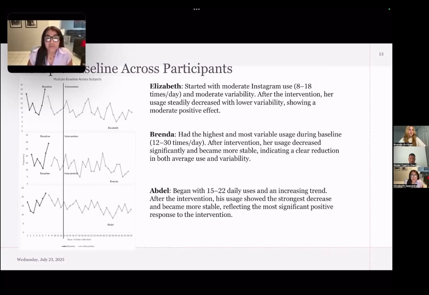On the other hand, we have Brenda. She had the highest and most variable usage during baseline, logging in about 12 to 30 times a day. After the intervention, her usage decreased significantly and became more stable, indicating a clear reduction in both average use and variability. And lastly, Abdel began with 15 to 22 daily Instagram uses and an increasing trend. After the intervention, his usage showed the strongest decrease and became more stable, reflecting the most significant positive response to the intervention.